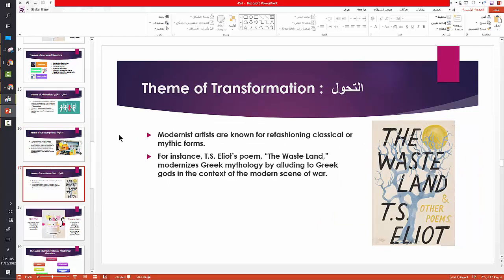Modernist artists are known for refashioning classic or mythical forms. The Waste Land is modernized Greek mythology, alluding to the Greek gods in the context of modern scenes of war.